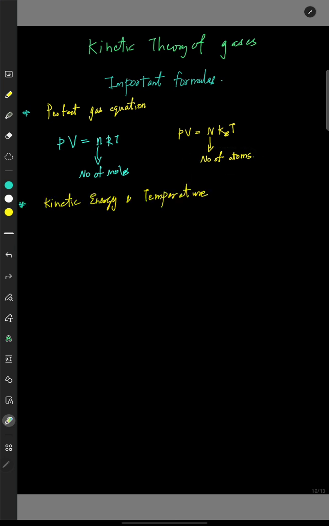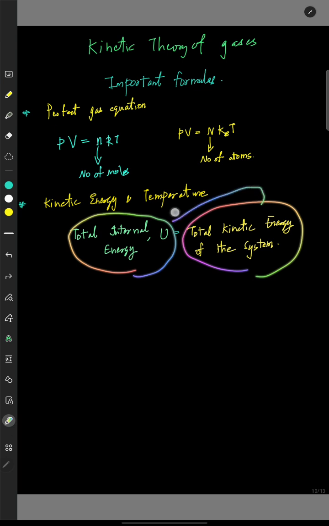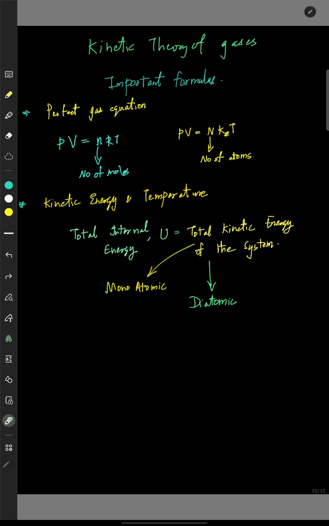And then how the kinetic energy of a molecule is related to the temperature. We can say that the total internal energy of the system is expressed in terms of the kinetic energy. The kinetic energy contributes to the internal energy. And we are going to talk about the monoatomic system and diatomic system. What is the internal energy or the total kinetic energy of a system?